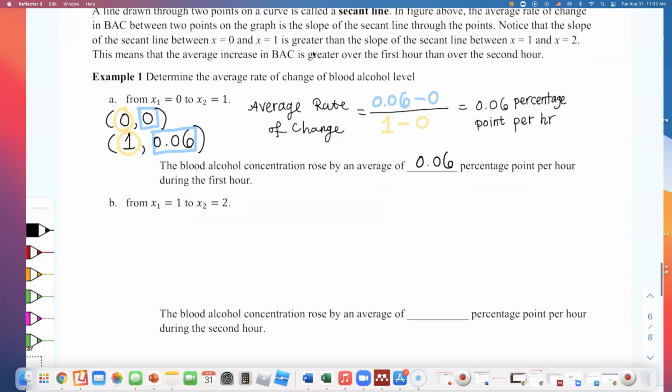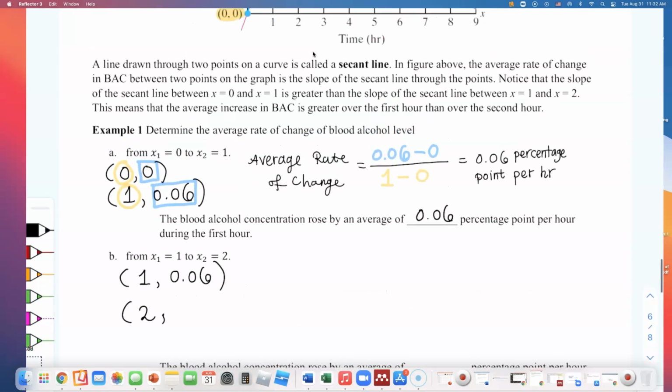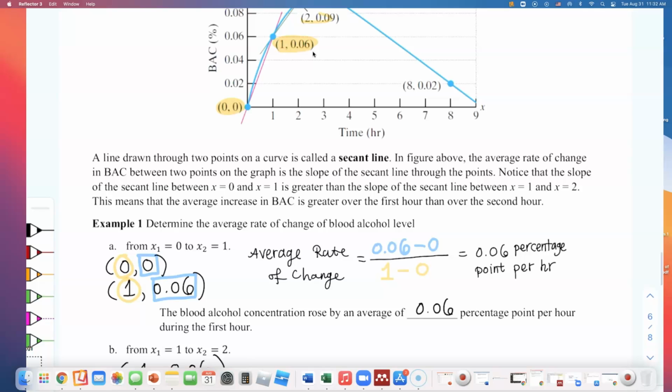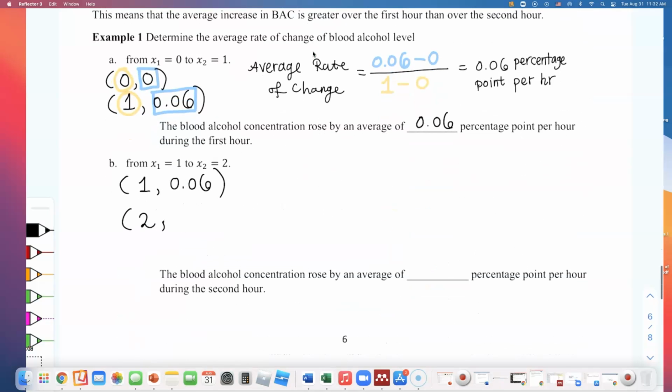All right, what about from 1 hour to the 2 hour period? I have to read their y values first. I do know that when x is equal to 1, at 1 hour, the BAC was 0.06. But I need to go up to the graph to see the BAC after 2 hours. What's that going to be? After 2 hours, do you see that the blood alcohol concentration is 0.09? So that's the y value that I'm going to have to work with. 0.09. So I wrote these down.